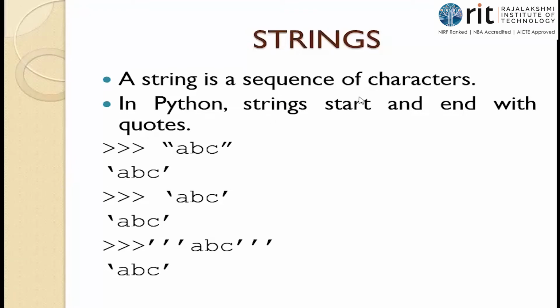So in Python, strings start and end with quotes. See, ABC is given in double quotes. In the second example in single quotes, in the third example in triple quotes. All those are considered as strings only. So look at the output given by the interpreter, ABC in single quotes. Anyways, it is considered a string only. All forms of quotes are allowed for using strings. If you give a number also within quotes, it is considered a string only. I've already explained those concepts.